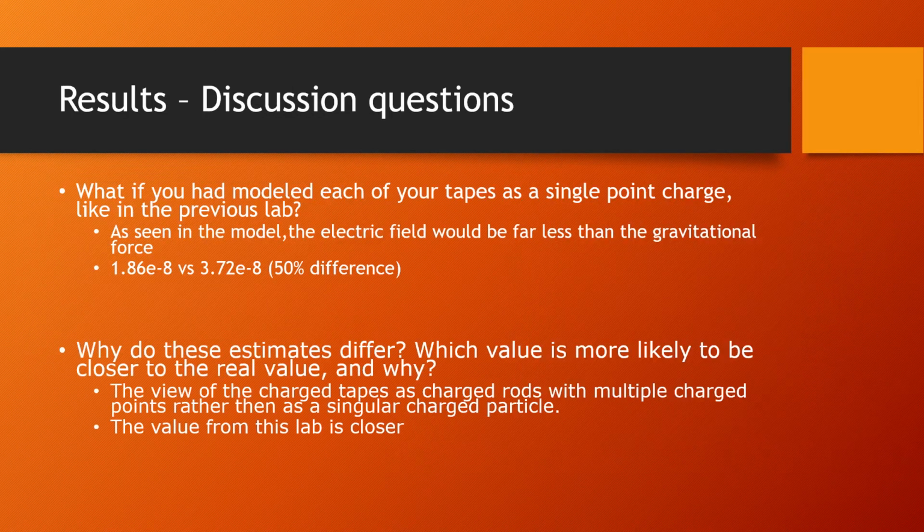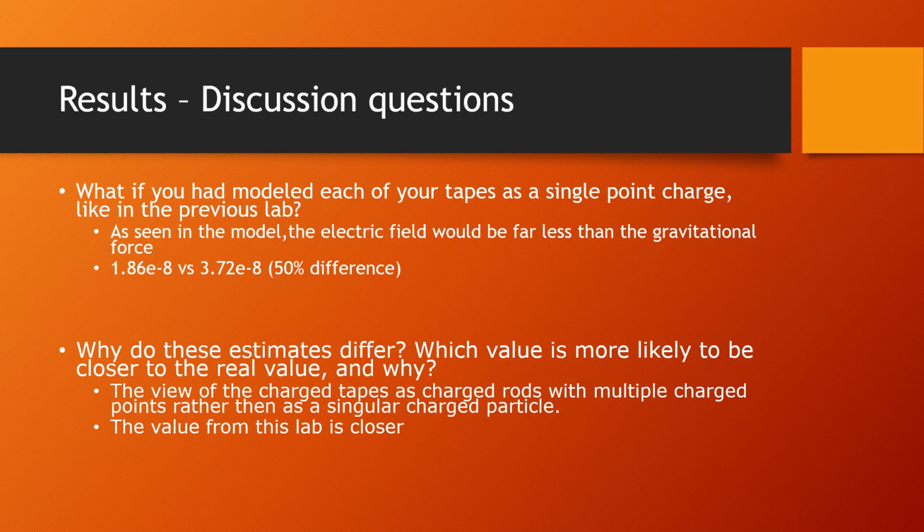So let's talk about some discussion questions. What if we modeled each of the tapes to be a single point charge? As you saw in the previous model, the electric force would be far weaker than the gravitational force. It was actually about a 50% difference between the charge of the tapes as if they were charged points rather than charged rods. Also, why do these estimates differ, and what value is likely closer to the real one?